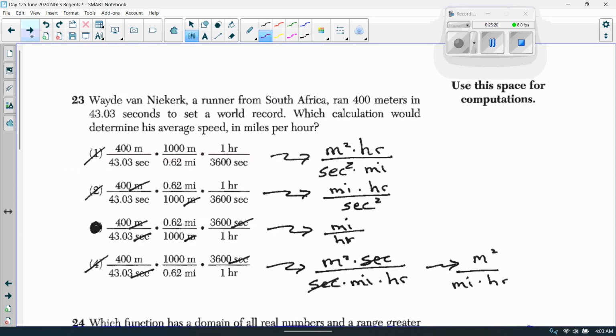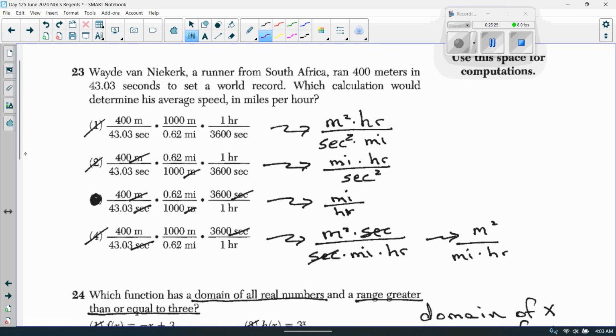Okay, we got 2 more questions. 23. I don't have a trick for it. The trick is doing it the real way, but it's not a hard question if you remember how to do these. So what they want is they want the final answer in miles per hour.